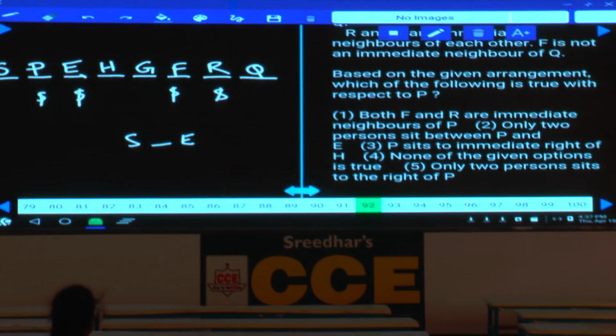F and R immediate neighbors of P, that is false. Only 2 persons between P and E, that is also false. P sits to the immediate right of H, that is also false.